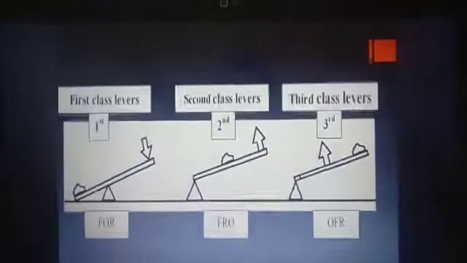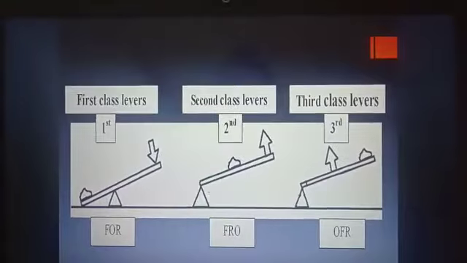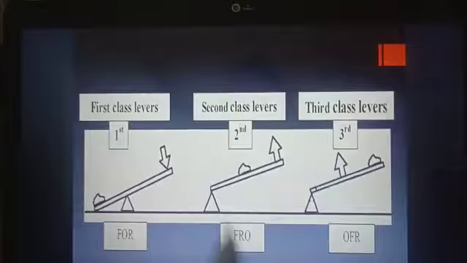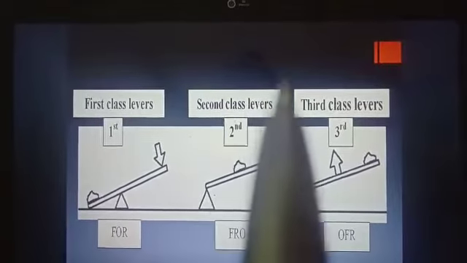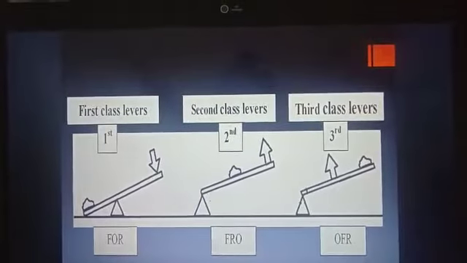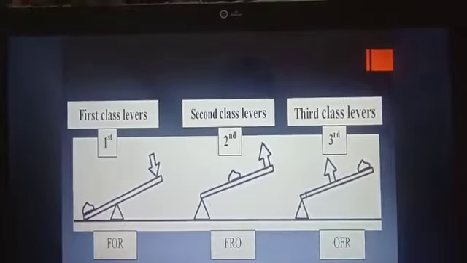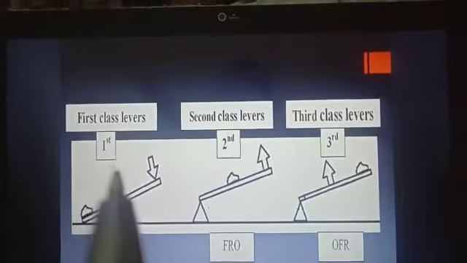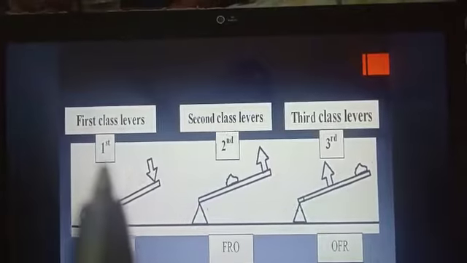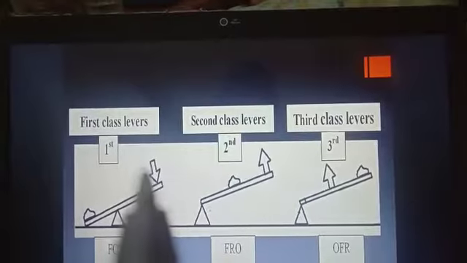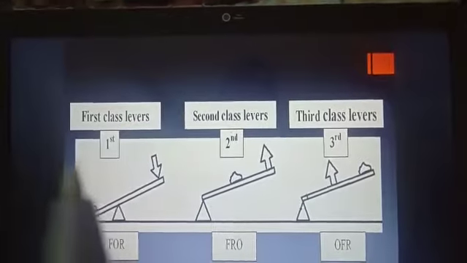So we have three types of levers: first class lever, second class lever, and third class lever, depending on the position of F, O and R. The first type is the first class lever. First class levers are levers that have the fulcrum between effort force and resistance force.